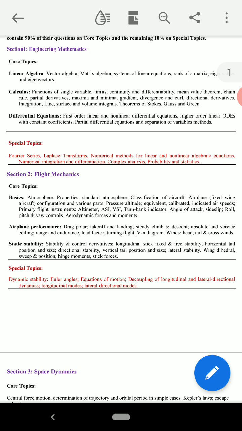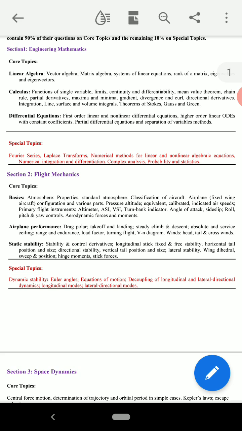First we will see the core topics: basics, atmosphere, properties, standard atmosphere, classification of aircraft, airplane, fixed wing aircraft, configuration and various parts, pressure, altitude, equivalent, calibrated, indicated airspeeds, primary flight instruments, altimeter, ASI, VSI, turn bank indicator, angle of attack, side slip, roll, pitch and yaw control, aerodynamic forces and moments.